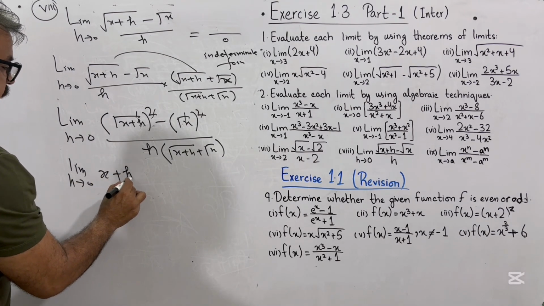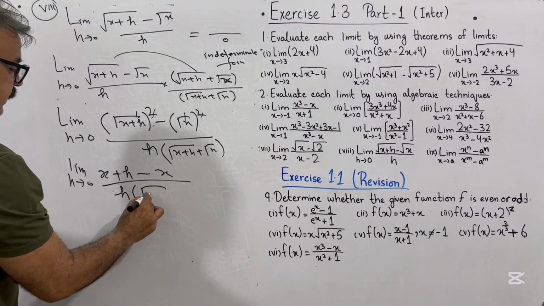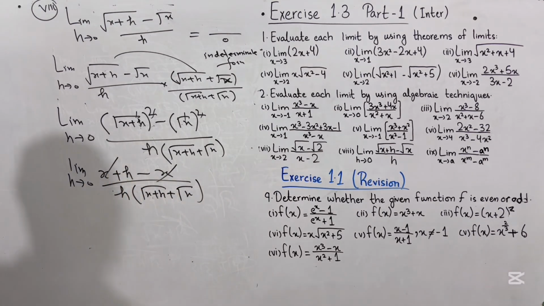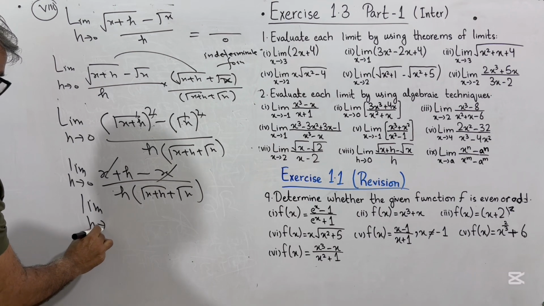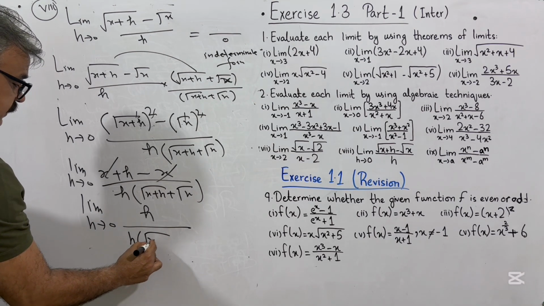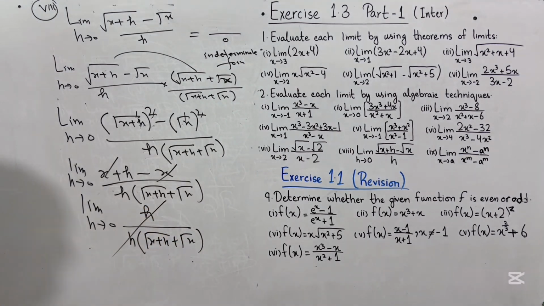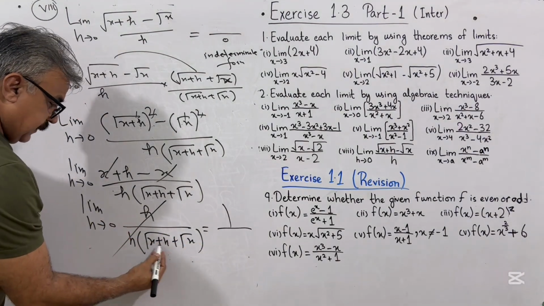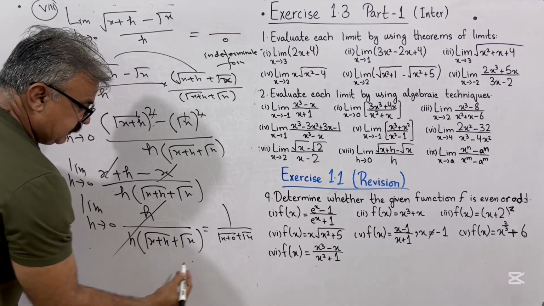X plus h minus x overall h, root x plus h plus root x. Cancelled out. We are left with limit h tends to 0, h over h times root x plus h plus root x. Cancelled out. Put the limit here. We have 1 over root x plus 0 plus root x.